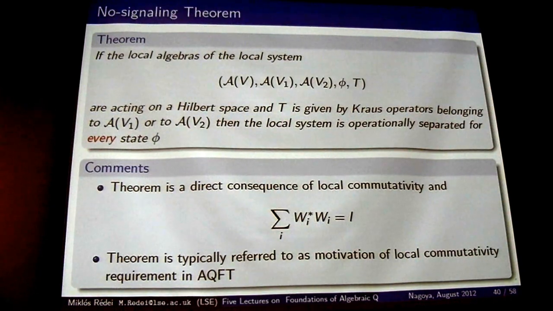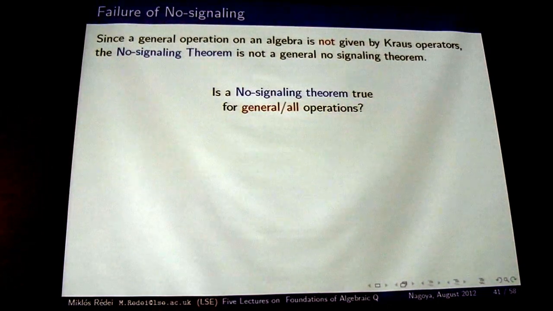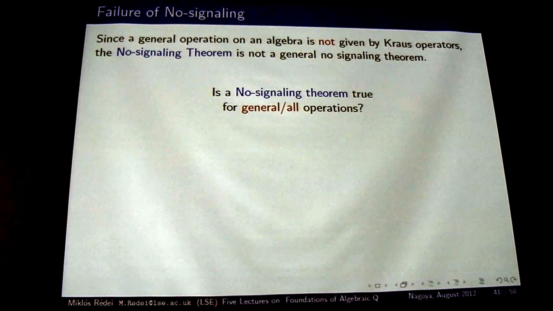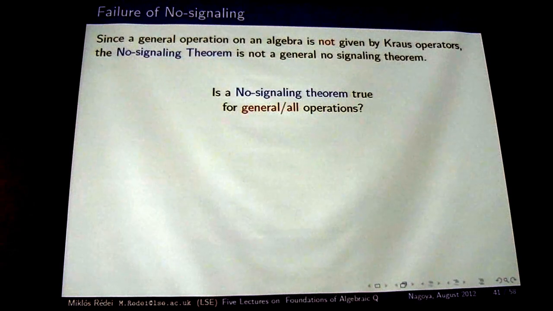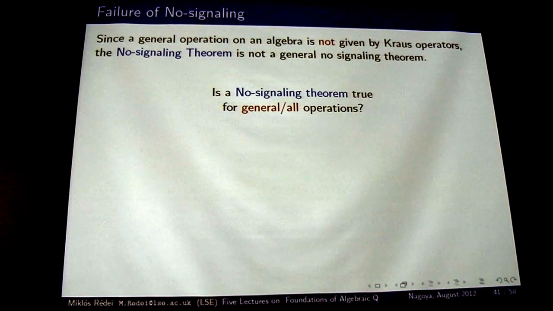Local commutativity excludes signaling, and this is the standard motivation as to why local commutativity is an independence condition. But we have seen that general operations are not given by cross operators. So it's not immediately clear whether a no signaling theorem is true for general operations. Is a no signaling theorem true for all operations? It's a very natural question.